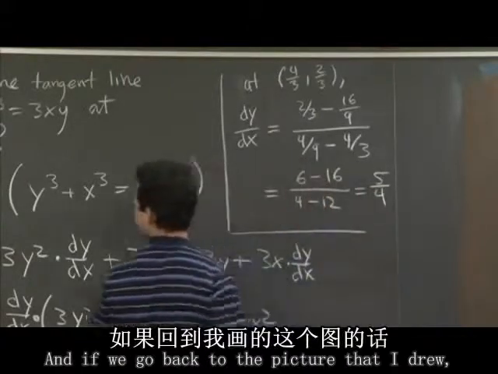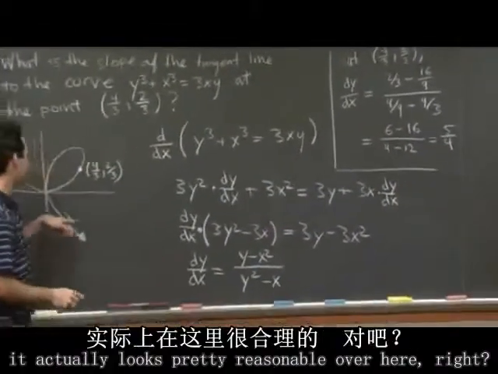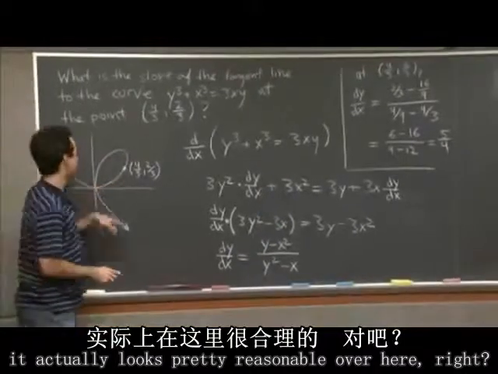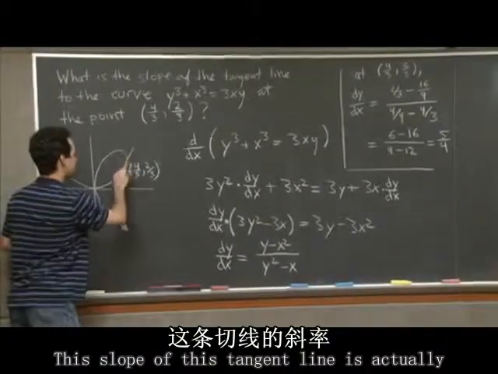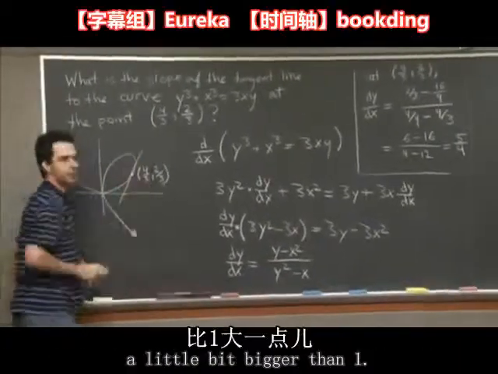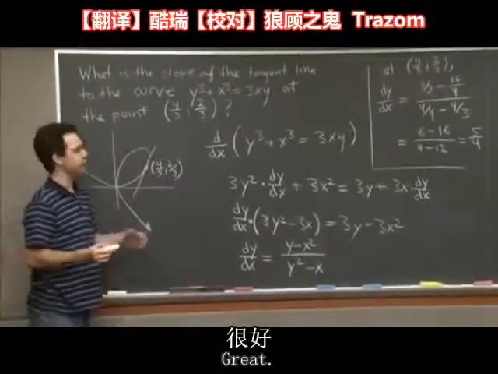And if we go back to the picture that I drew, it actually looks pretty reasonable over here, right? The slope of this tangent line is actually a little bit bigger than 1 there. Great. So that's that.